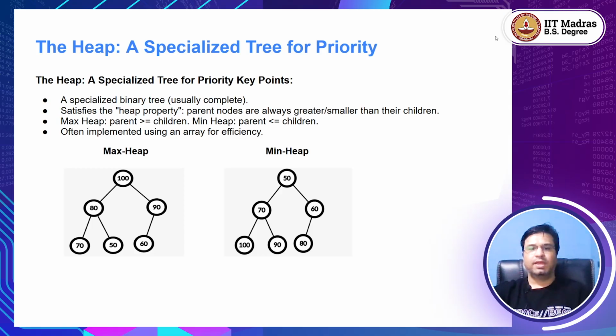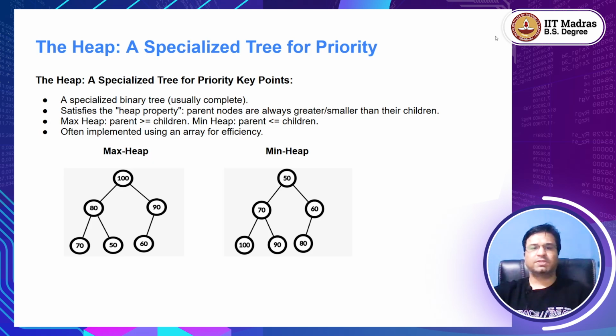Next, we have the heap. A heap is a highly specialized kind of binary tree that satisfies the heap property. This property dictates a specific relationship between parent nodes and their children. There are two main types of heaps. Max heap, where the value of any parent node is always greater than or equal to the values of its children. This means the largest element is always at the root. Another is min heap, where the value of any parent node is always less than or equal to the value of its children. This means the smallest element is always at the root.